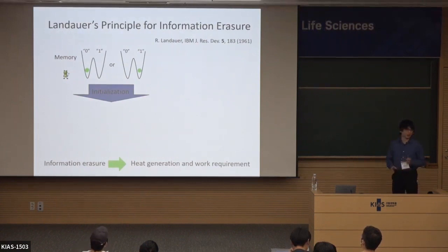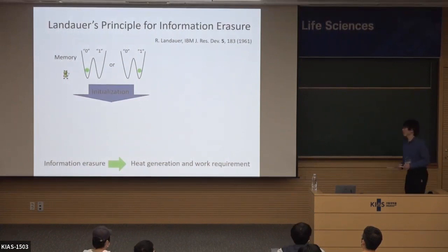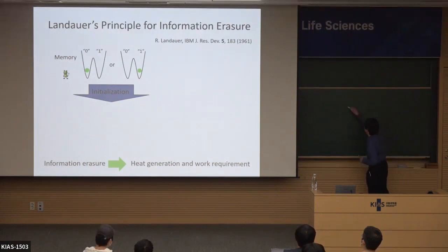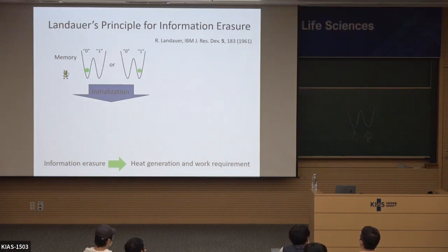I won't go into the details of the argument, but basically they considered a model of a magnet. For example, this is a kind of ferromagnet, and we have two potential wells representing the upward magnetization and downward magnetization. This is the target system, like the engine. It is a kind of magnetic heat engine. And the probe system is something like another magnet. Then our purpose is to copy the information stored in this magnet to the other magnet. That is, this magnet is regarded as a memory system.